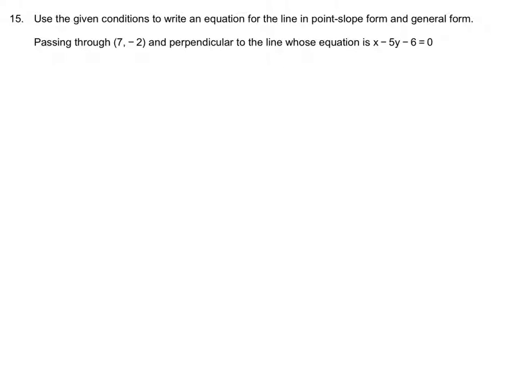Use the given conditions to write an equation for the line in point-slope form and general form, passing through (7, -2), and perpendicular to the line whose equation is x minus 5y minus 6 equals 0. So for both of these forms, we want to know the slope and a point. We're already given the point, and we want to find the slope by looking at the equation that's given to us. So this equation is in general form, and I want to write it in y equals mx plus b form in order to identify the slope of this line.